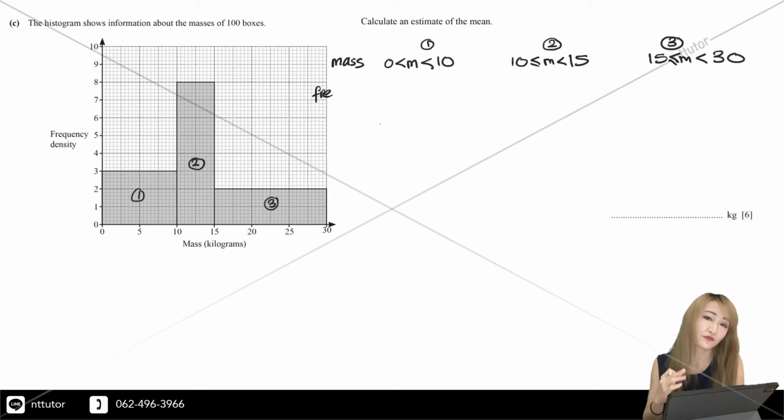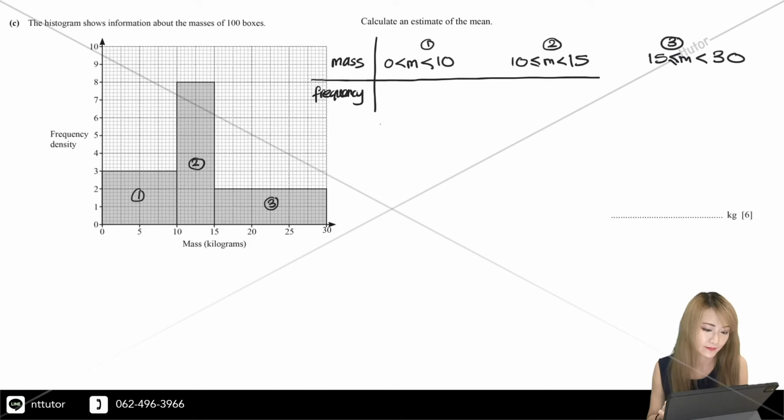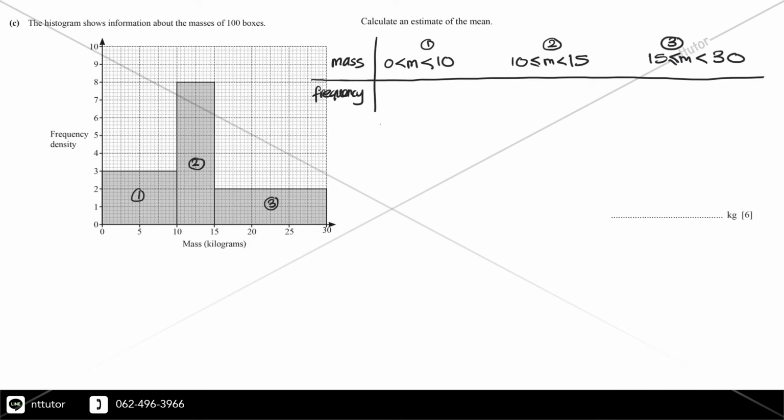Next, we need to find the frequency of each group in order to calculate an estimate of the mean. Usually, when we create a histogram from group data, we calculate the frequency density by doing frequency of the group divided by the class width. That means that we can calculate the frequency from the frequency density and the class width by doing frequency equals frequency density multiplied by class width.